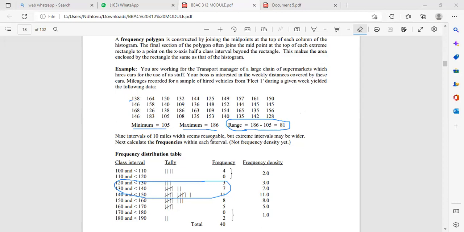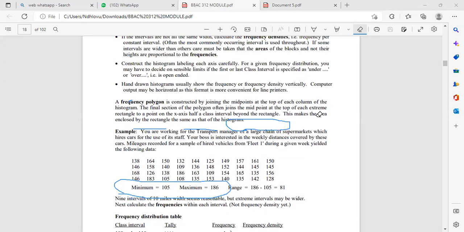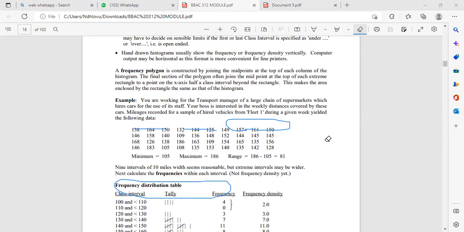From this question, they are simply saying: you are working for the transport manager of a large chain of supermarkets which hires cars for the use of its staff. Your boss is interested in the weekly distances covered by these cars. Mileages were recorded for a sample of hired vehicles from fleet 1 during the week, giving the following data. So we can find the minimum value, maximum value, and the range.